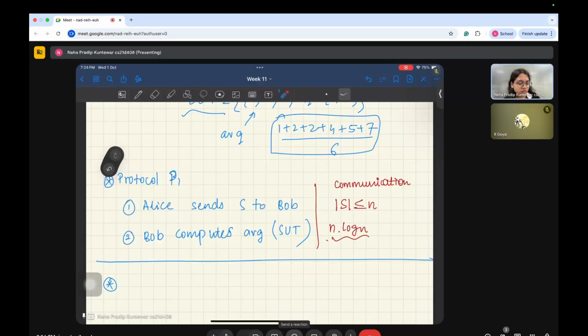I'll just suggest one other protocol which is not optimal, and I'll let you think further. I'll just suggest one more that brings this down from n log n to n.